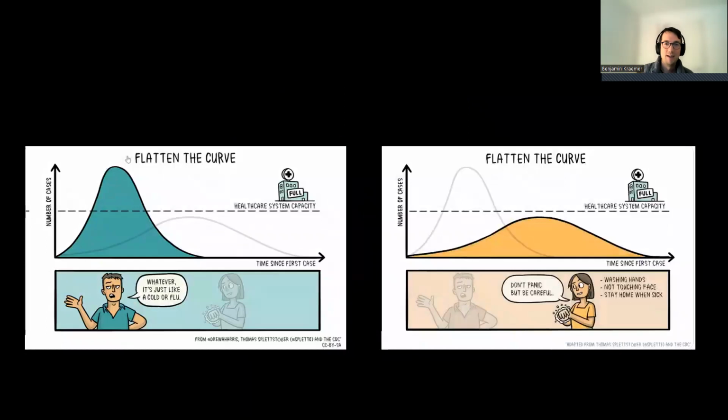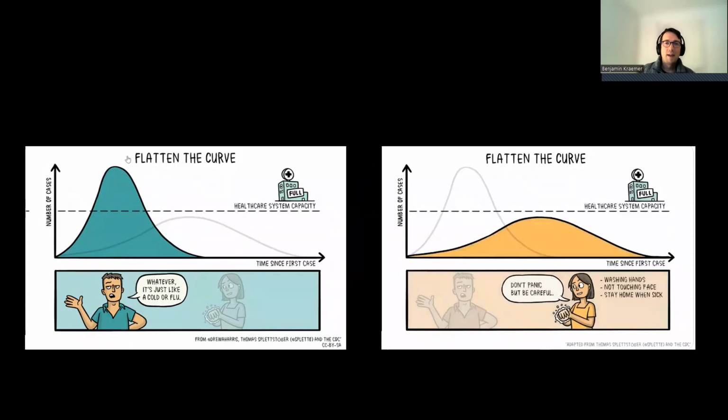So if you're not familiar with this idea, it came out early in the COVID-19 pandemic with a pretty simple message. And that message was, we cannot stop the pandemic. But what we can do is slow its spread so that we don't exceed the capacity of the healthcare system. And in order to do that, we have to wash our hands, not touch our face, and stay home when we're sick, and wear masks, that sort of thing.